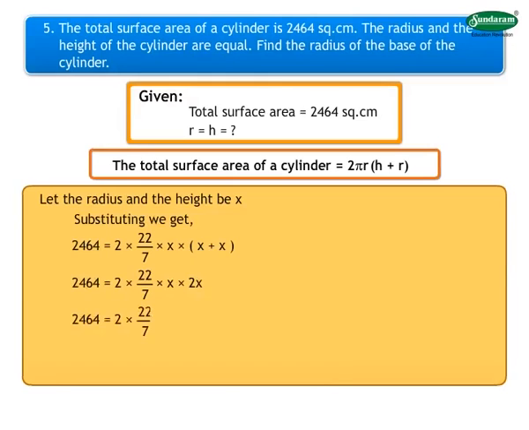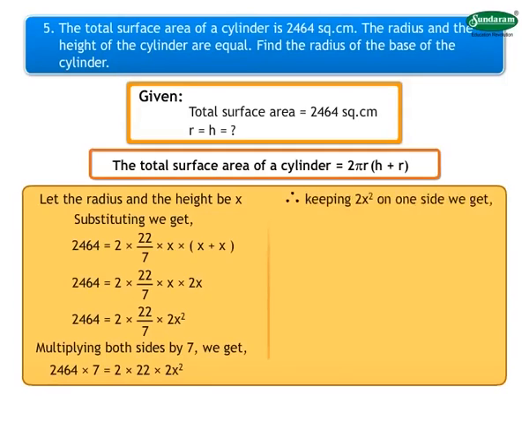Therefore, 2,464 is equal to 2 into 22 upon 7 into 2x square. Multiplying both sides by 7, we get 2464 into 7 is equal to 2 into 22 into 2x square. Therefore, keeping 2x square on one side, we get 2464 into 7 upon 2 into 22 is equal to 2x square. By reducing, we get 56 into 7 is equal to 2x square.